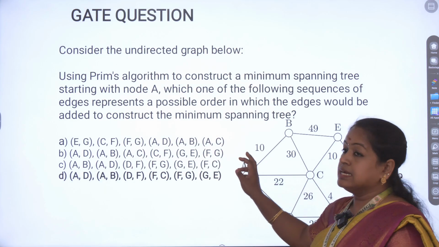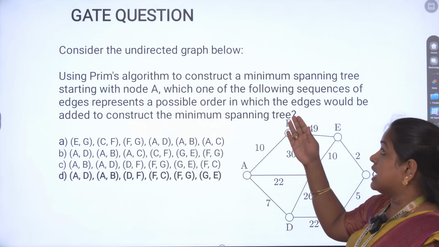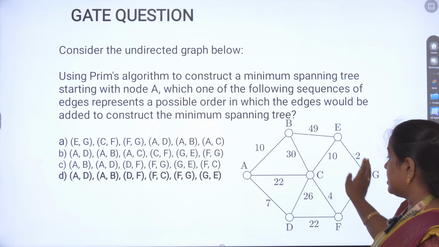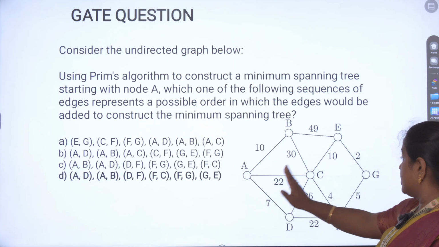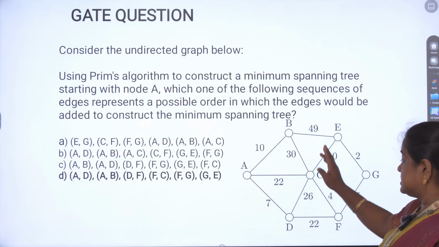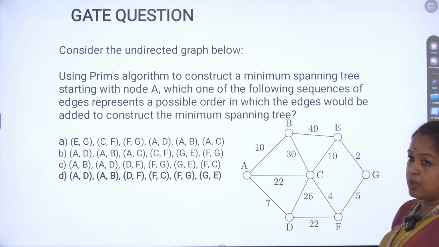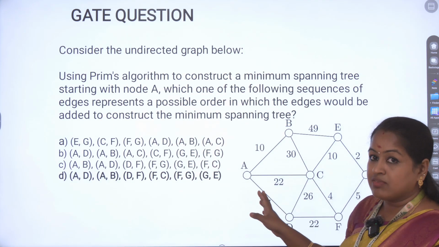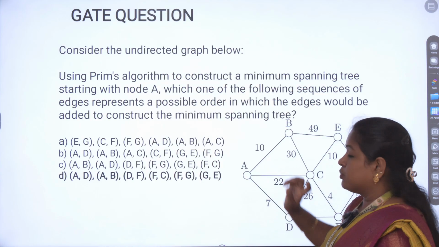So now we will see a GATE question. Consider the undirected graph below. We have an undirected graph from node A to node G. So A, B, C, D, E, F and G, these are the nodes we have, and we have the weights for the paths.